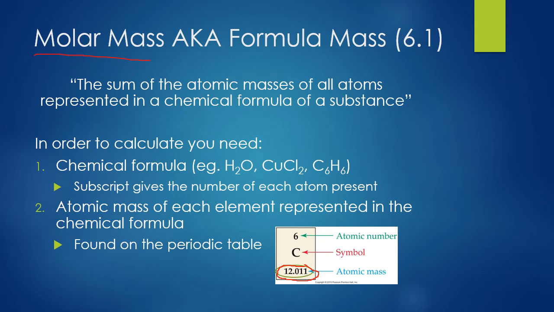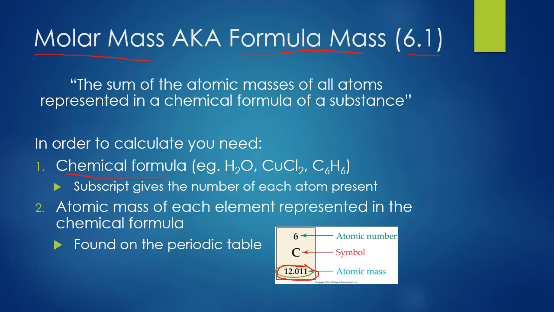Molar mass is also known as formula mass. If you want to follow along in your OpenStax book, we're looking at Chapter 6, Section 1. Molar mass is the sum of all the atomic masses of the atoms represented in a chemical formula. So if you want to calculate molar mass, you first need a chemical formula. We have some chemical formulas represented here. The first one is the chemical formula for water.